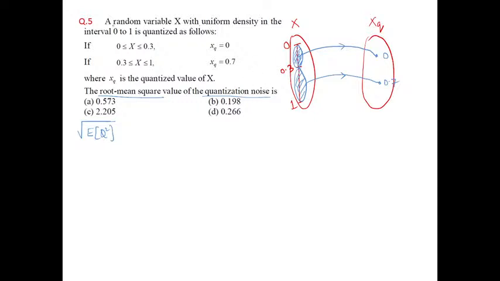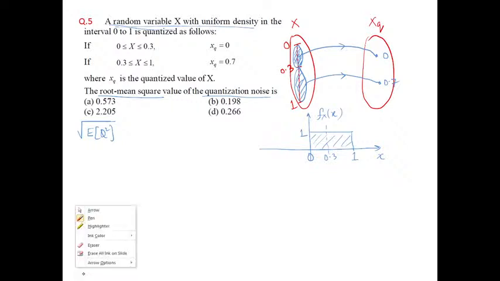Now it is given that the random variable x has a uniform density. So you can say that the PDF for this x is uniformly distributed between 0 and 1. So this is the PDF of x. So its height will be 1. So there is one demarcation line at 0.3. So between 0 and 0.3 it has been mapped to 0, and between 0.3 and 1 it has been mapped to 0.7.